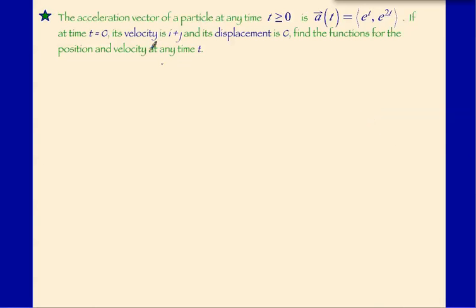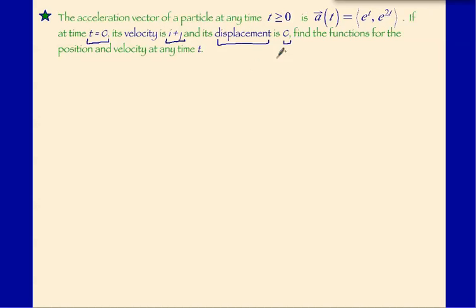Notice it says the acceleration vector of a particle at any time t greater than or equal to 0 is given by this function. If at time t equals 0, its velocity is i plus j, and its displacement is 0, find the functions for position and velocity at any time t. So now we're going to use integration to take us from acceleration to velocity and back to position or displacement.